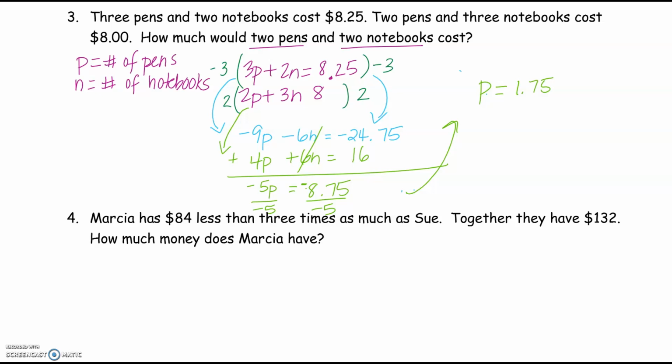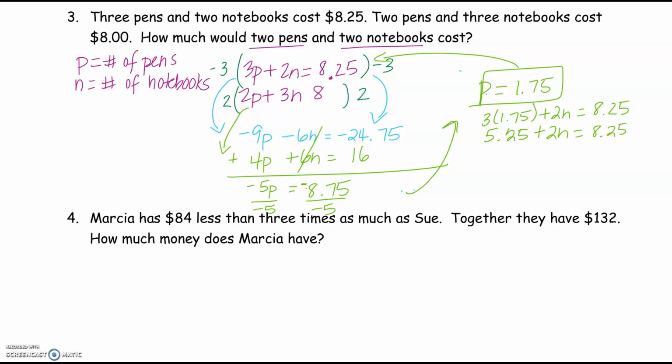Okay, so let's go on and substitute it in. I'm just going to substitute it back into the first one. You can choose whatever one you want. So I get 3 times 1.75 plus 2N equals 8.25. And 3 times $1.75 is $5.25, plus 2N equals 8.25. I'm going to get N by itself by subtracting 5.25, and then I'm going to have 2N equals 3. Divide by 2. 2 doesn't go into 3 evenly, but N is 1.5, or $1.50.